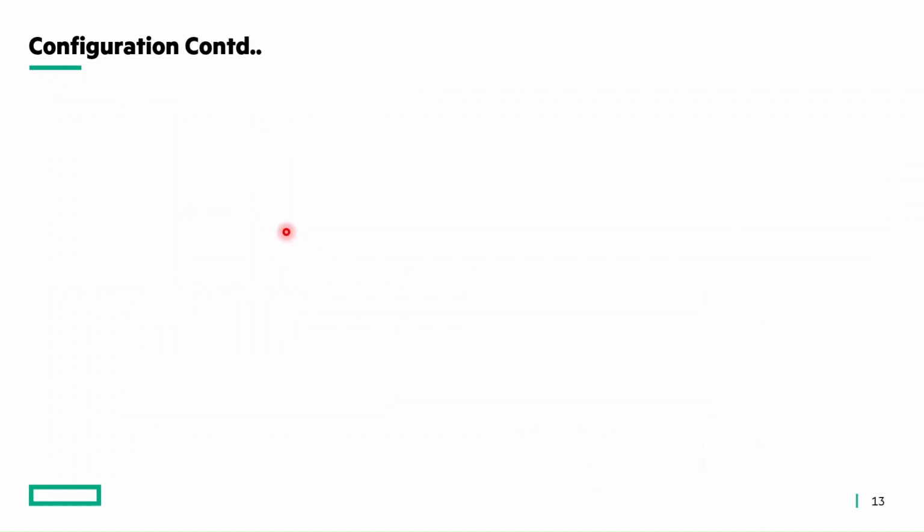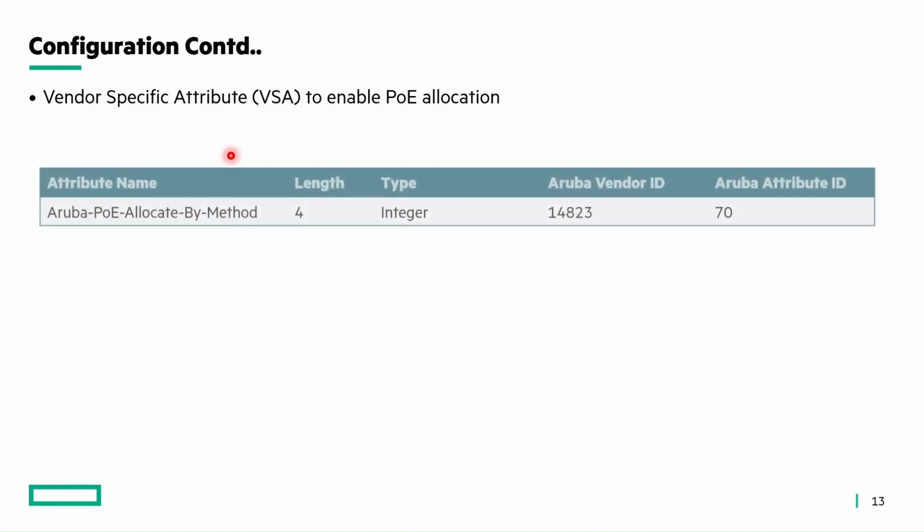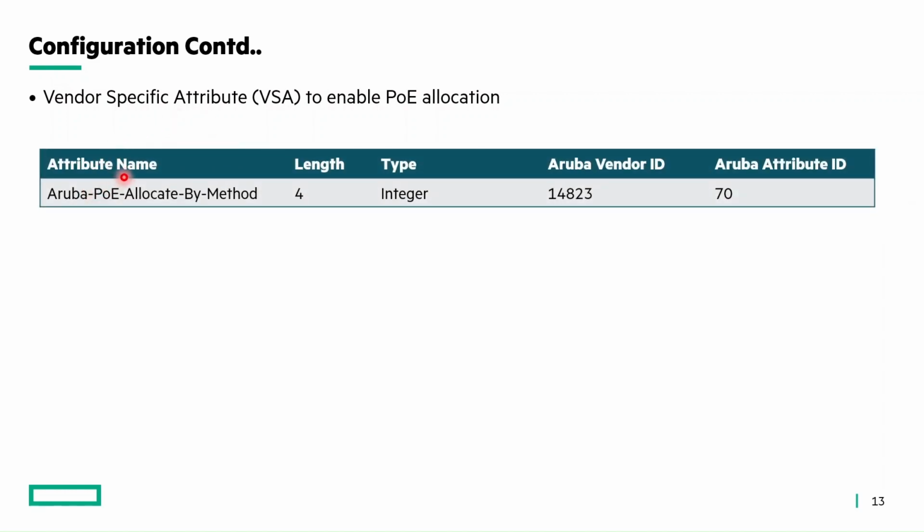Configuration continuation. Let's see how this configuration can be enabled using a vendor specific attribute for PoE allocation. We have introduced the new vendor specific attribute Aruba-PoE-Allocate-By-Method. It is an Aruba specific attribute. The type is integer and the length is 4. The unique attribute ID is 70. We can send two values for this attribute. One means PoE allocate by class, two means PoE allocate by usage.